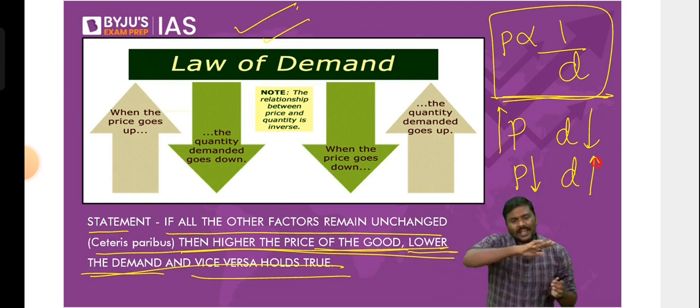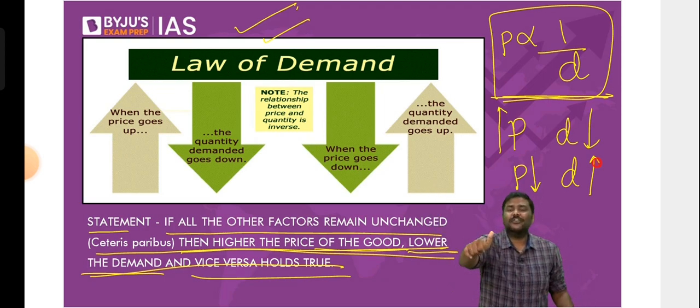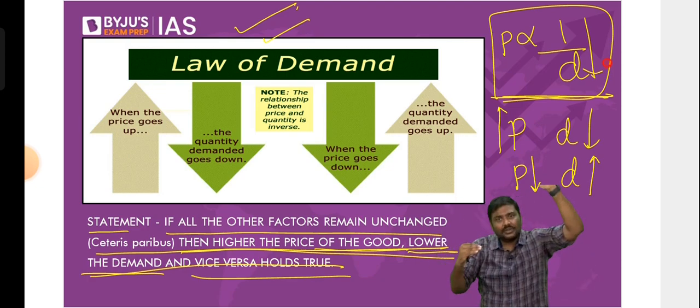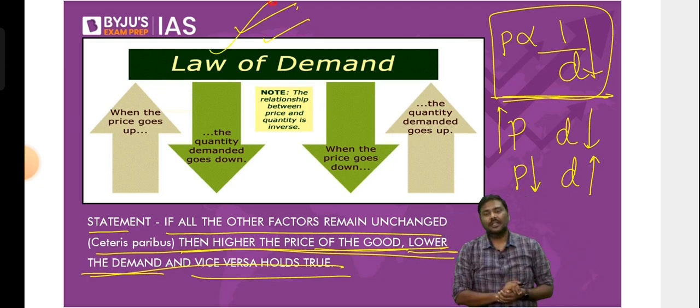The law of demand simply states, if nothing else in the market changes, and nothing else means what? Your taste and preference, your income, price of the related goods, nothing changes, and only the price of the product changes, in such cases price and demand will move in opposite directions. If price rises, demand goes down. And if price goes down, demand goes up. That is the law of demand. Is it okay?